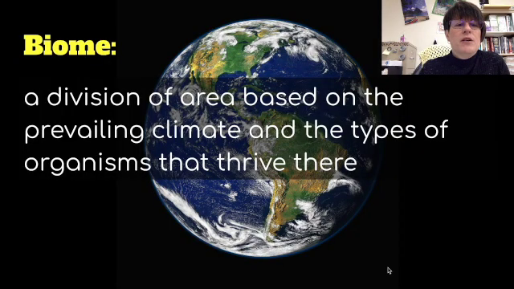So what is a biome? A biome is a division of area based on the prevailing climate and the types of organisms that live there. And you can even see on this picture from space that some areas are very green and other areas look drier, like they don't have as much vegetation. So you can see different biomes a little bit, even right here on this satellite image.